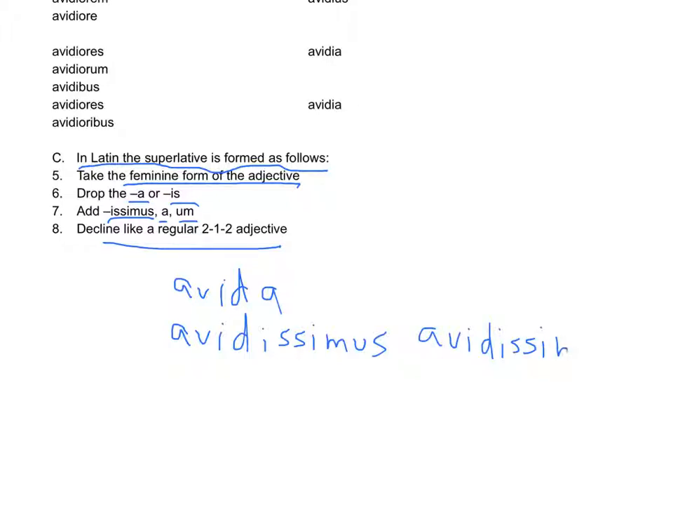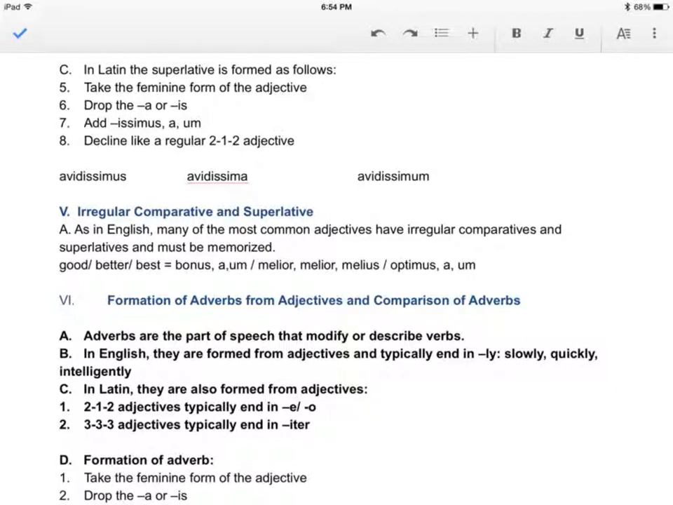avidissima. That's the masculine and feminine, and the neuter would be avidissimum. And then you would just decline that like you would any other 2-1-2 adjective, like bonus, bona, and bonum. That's a much simpler process. And here it is written out again for you. Avidissimus, avidissima, avidissimum. You decline that just like you do bonus, bona, and bonum. That's how you do the superlative.